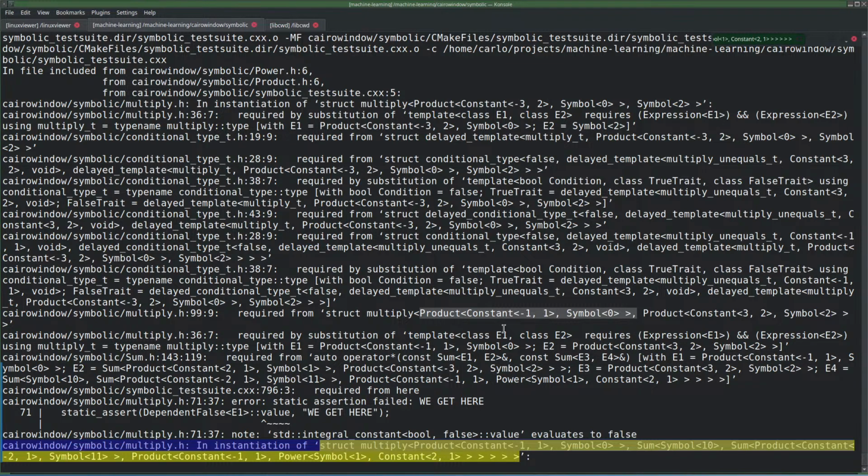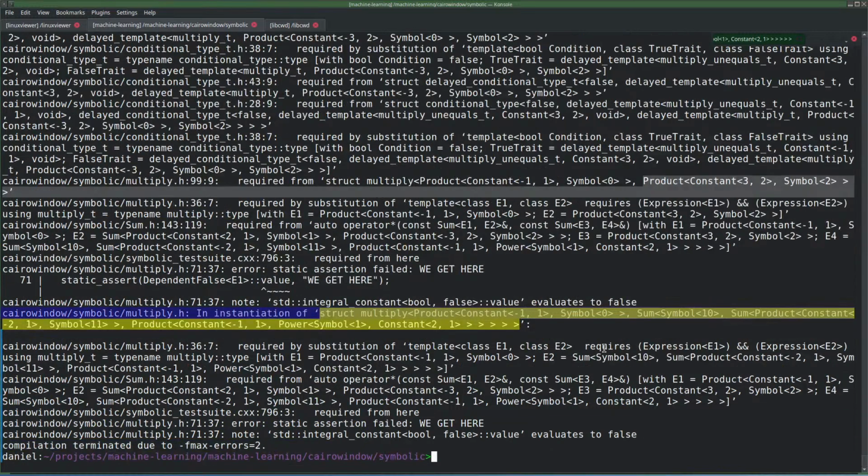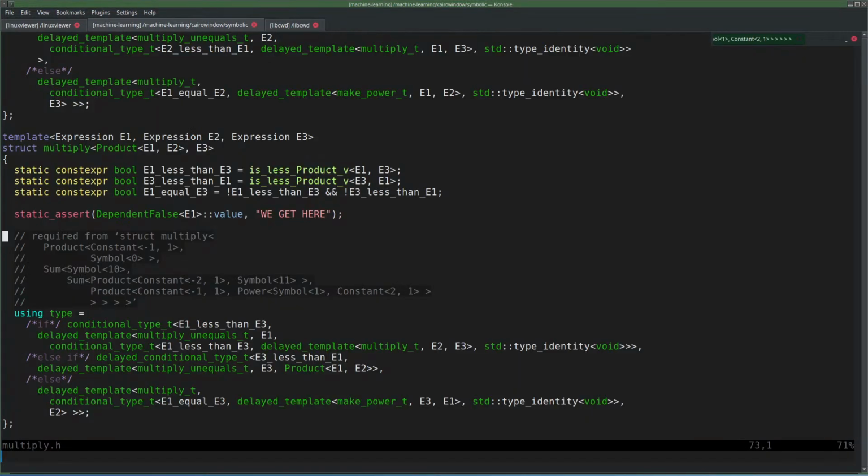Oh, this is a product. No, wait a minute. This is a product and a product. Product of constant and symbol, comma, another product. What? That was not what we had before, was it? Some E1 is a product. It's so confusing. Huh?